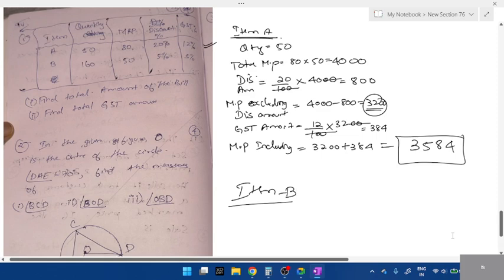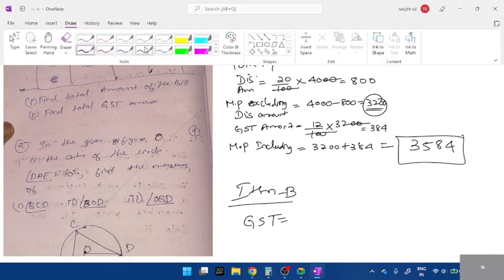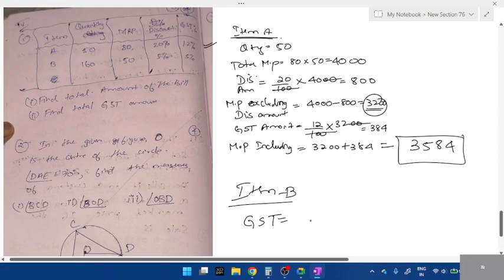You will try Item B. Okay. What was the GST you all got, students? Only the GST amount. 380. Okay. What was the mark price including GST? Or someone is telling 119,850.